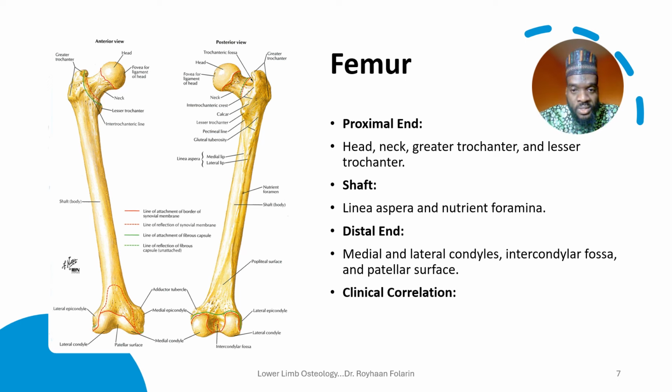So with this, we've appreciated the proximal end of the femur, containing the head, the neck, the greater trochanter, the lesser trochanter, and other structures. We've appreciated the shaft containing the linea aspera and nutrient foramina. At the distal end, we've seen the medial and lateral epicondyles, then the intercondylar fossa, which is the fossa between the two condyles, more appreciated on the posterior view. And then the patellar surface on the anterior.